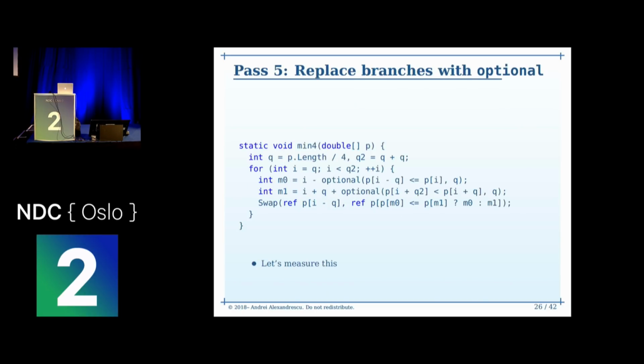So then we have, how about this? Let's use it. We're going to go m0 equals i minus optional of this guy, depending on the condition. So this is not a branch any longer. And again, this is not a branch any longer. So I only have one branch left. So let's measure this guy. And here's where it gets really interesting.